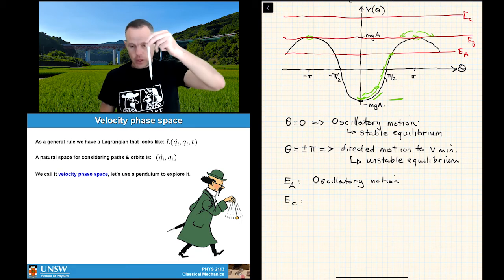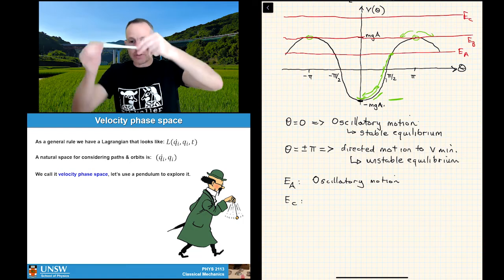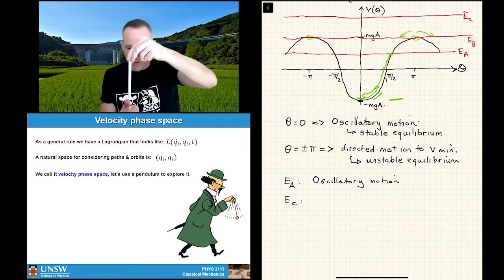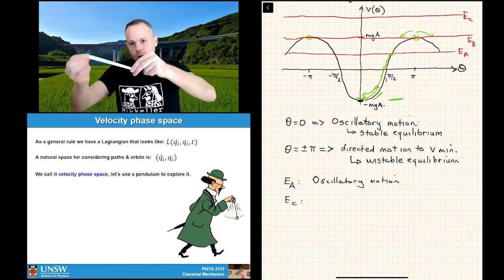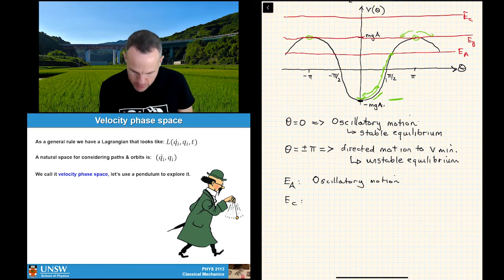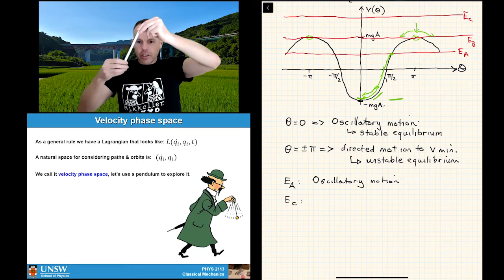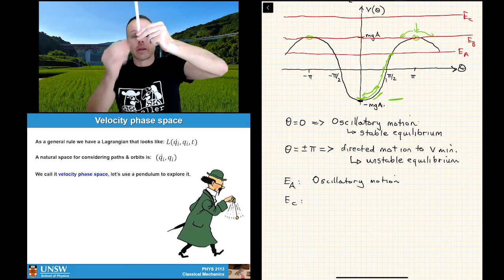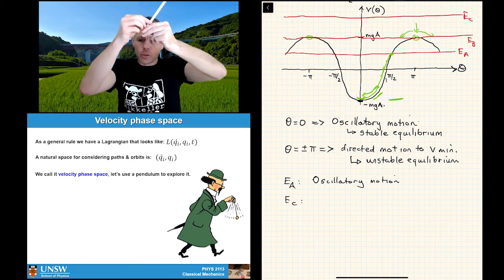EC, if you think about it, the system has heaps of energy. It's like coming in here and just karate chopping this thing around. And it will go up through the top of the system. You'll notice when you get up to this top position here, the kinetic energy is not yet zero because the potential energy is not equal to EC. So there's still kinetic energy coming through the top here.